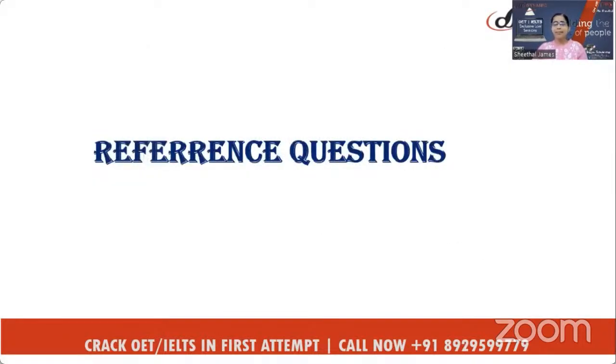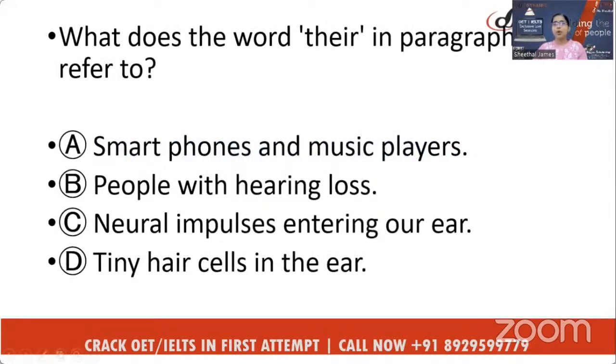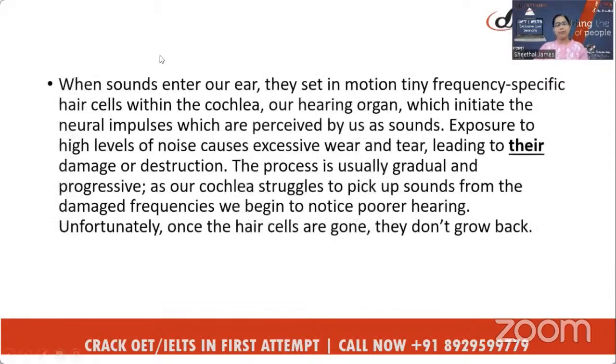Now, the next type is reference questions. I'll show you a sample. What does the word 'their' in paragraph 3 refer to? So here you can see that this word is a possessive pronoun. It's a pronoun, first of all. So who is mentioned by this pronoun in the paragraph? For that, you need to read the paragraph.